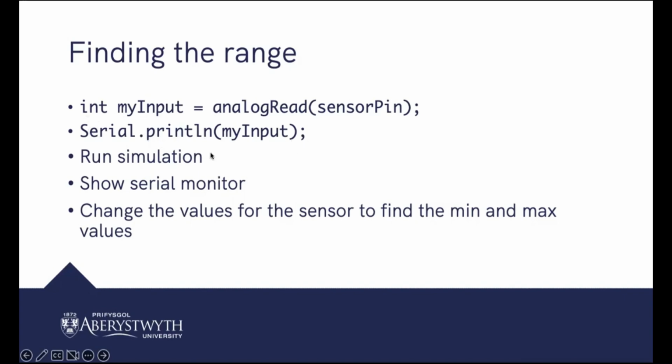Once we've got that all set up, we can then run the simulation, show the serial monitor, and we can then actually see those values changing as we adjust the sensor in Tinkercad in the simulation. And so moving it from one extreme all the way up to the other, we can then find out what those minimum and maximum values are, and we can then update our program to make use of those.